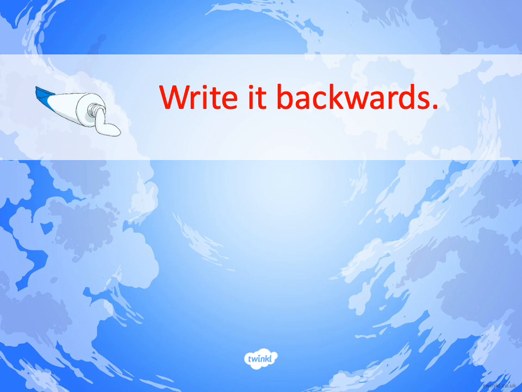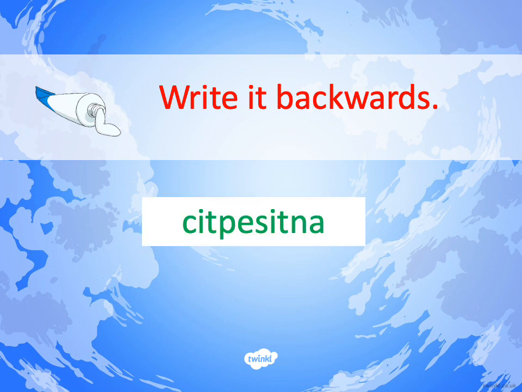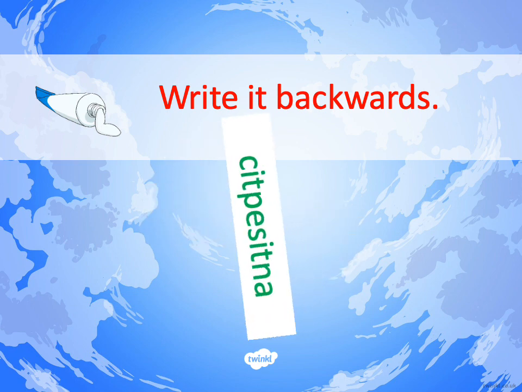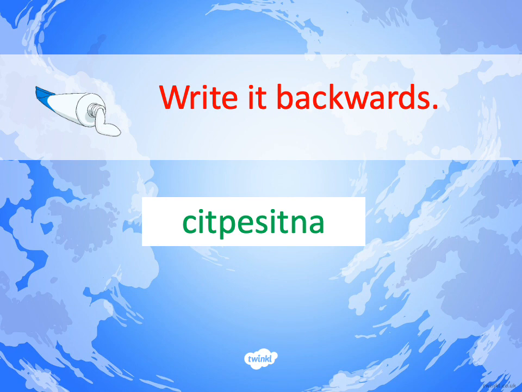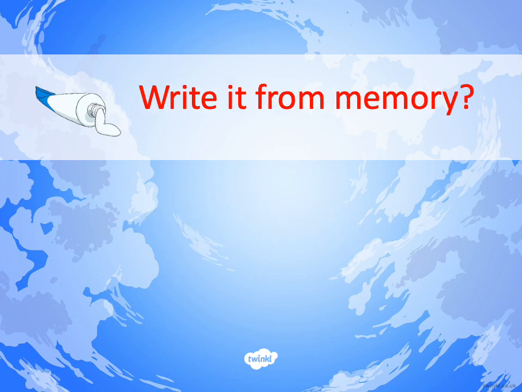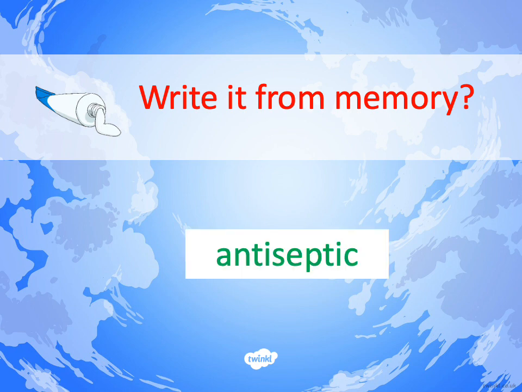Can you write the word backwards now? It would look like this. Kitpesitn. And finally, without looking at anything you've written already, can you write the word from memory? Antiseptic. A-N-T-I-S-E-P-T-I-C. Antiseptic. Well done. Let's move on to our next word.